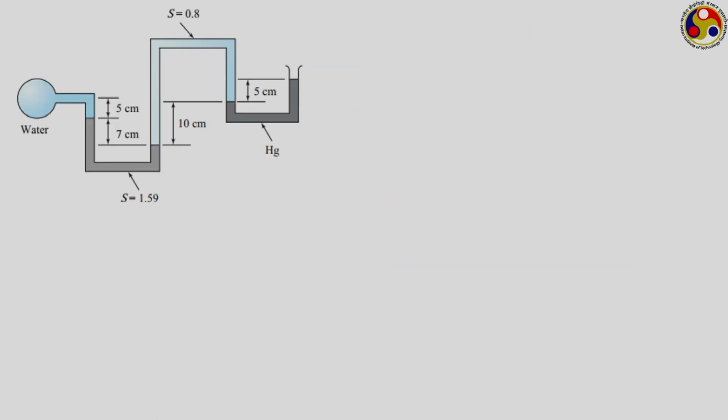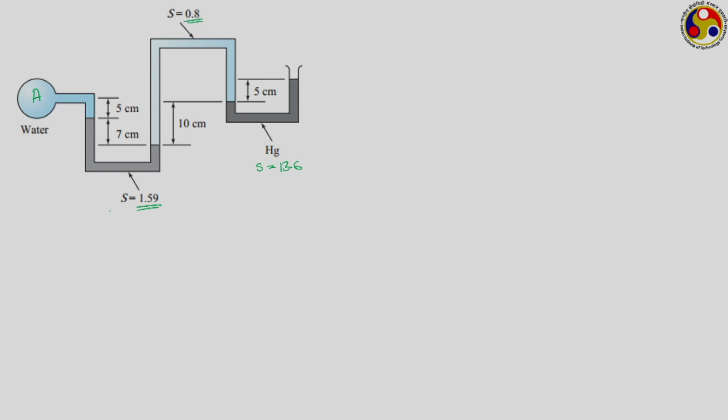We have a multi-tube manometer now. Here again we are having a tank full of water, let us say tank A. Our objective is to calculate the pressure at this particular tank, but it is coupled with multiple tubes, multiple manometers. The first one is having a manometric fluid of specific gravity 1.59, whereas second one is having mercury as a manometric fluid, which is having specific gravity of 13.6, and in between, the portion connecting the first and second U-tube manometers, we are having an oil having a specific gravity of 0.8.